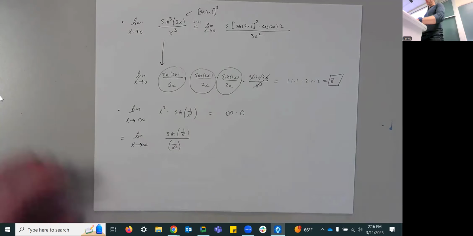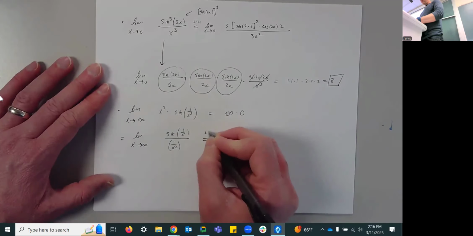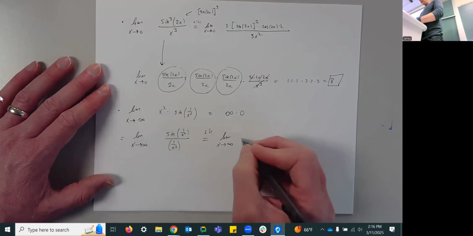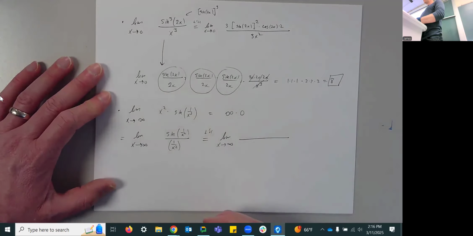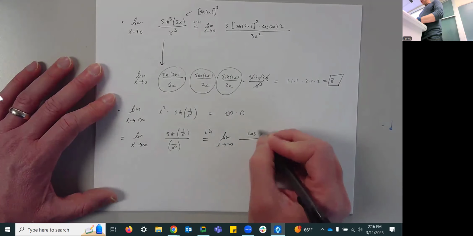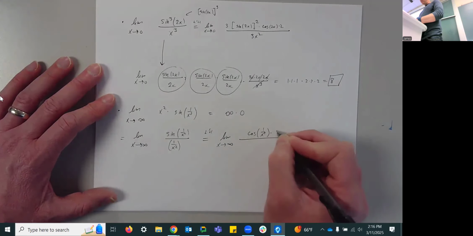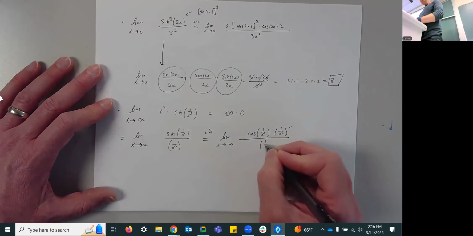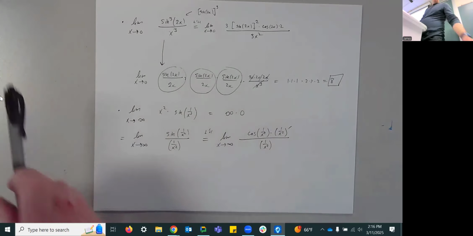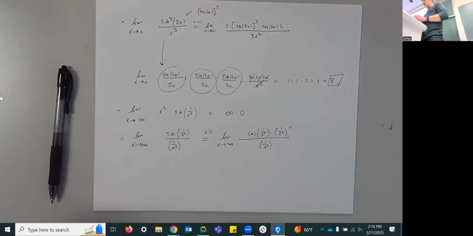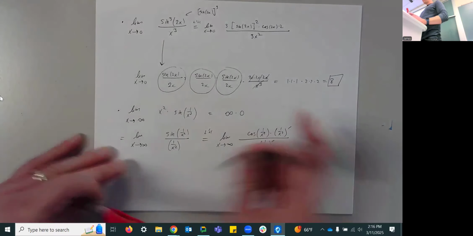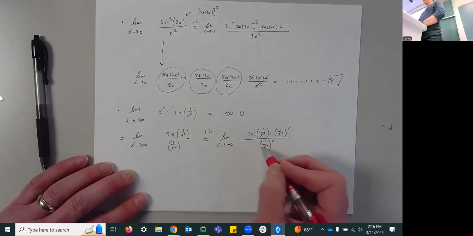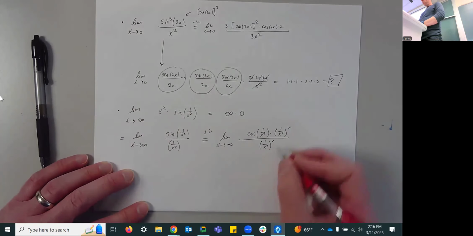But you could also use L'Hopital's rule here, and it's not too terrible. It's going to be, check this out, the derivative of the top, which is cosine of our stuff times the derivative of our stuff, over the derivative of the bottom. And I'm going to be extra special here and not even find the derivative of 1 over x squared, because they're going to cancel. The derivative of 1 over x squared divided by the derivative of 1 over x squared is 1.